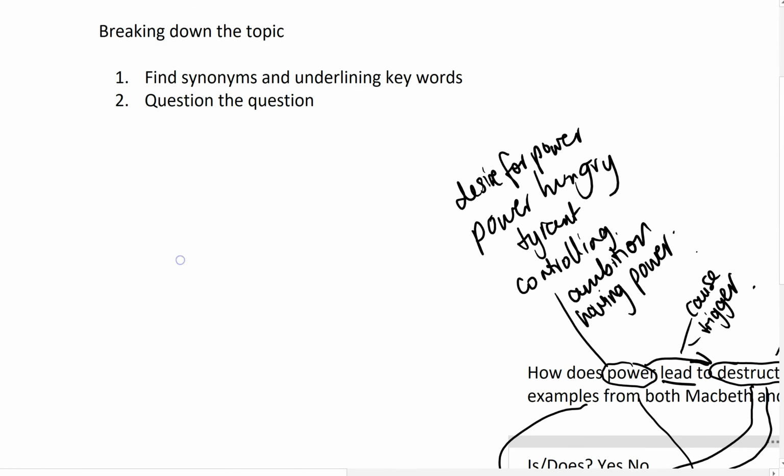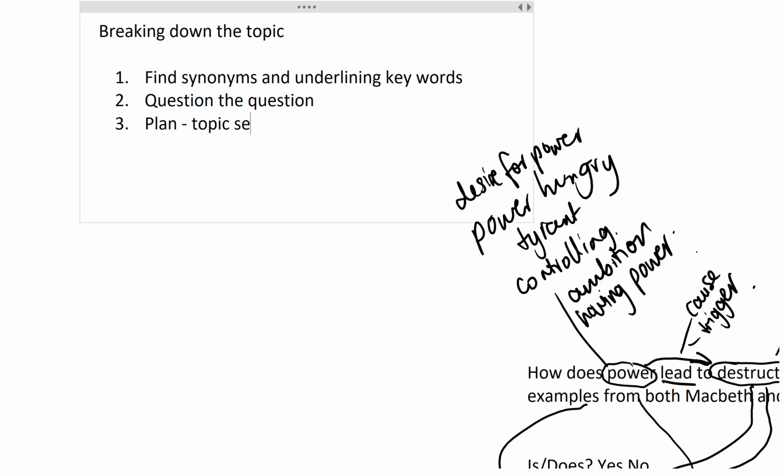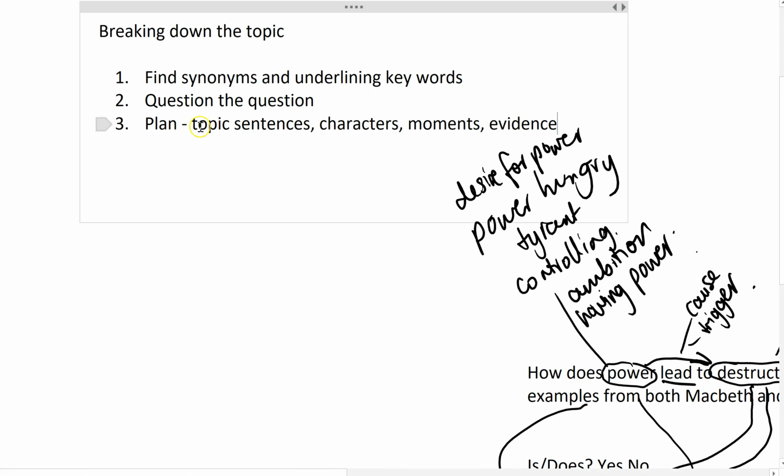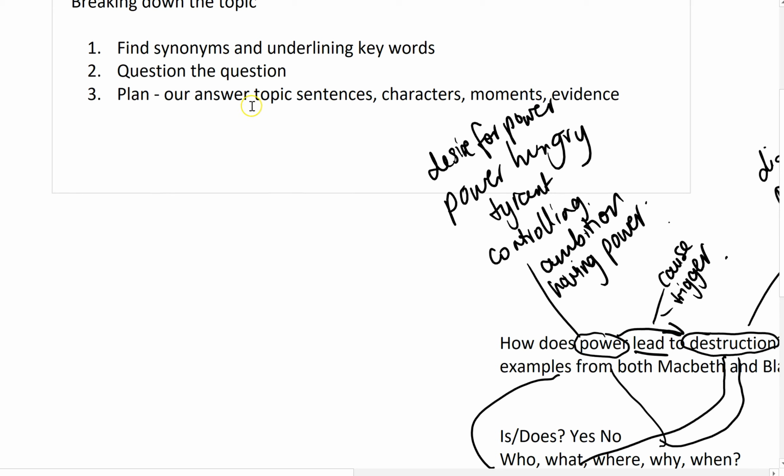And the third step is plan your topic sentences, and you can even go a step further in planning your characters, moments, and your evidence. So when we're planning, we've got to come up with our answer, and our answer is going to be our contention statement. So how are we going to choose to answer this question? Yes or no, basically.